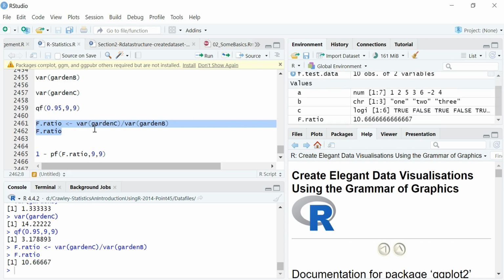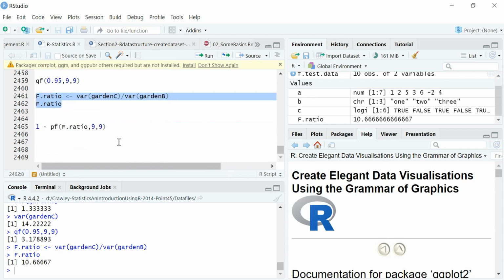And because our F ratio from the sample is the division of garden C's variance by garden B's variance, this value is 10.66. It is much larger than the critical value. So we reject the null hypothesis that the two variances are not significantly different. In other words, we conclude that we have 95% confidence to say that the variance of garden C is larger than the variance of garden B, right?